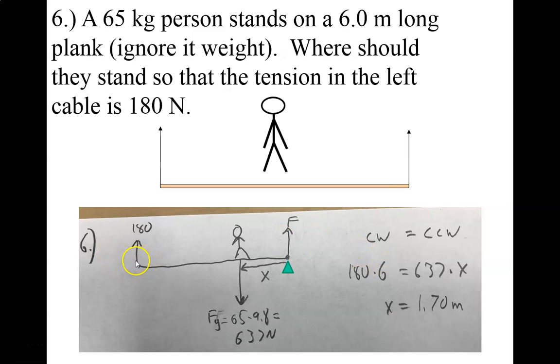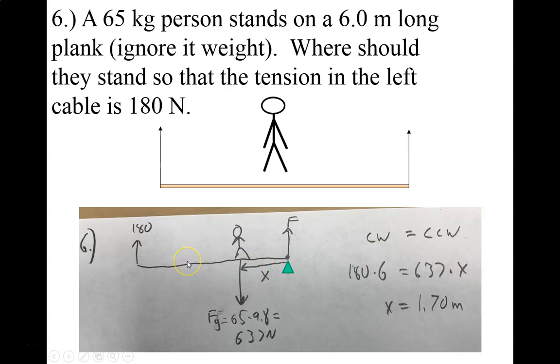So my clockwise would be this 180 newton force because it would swing us around like so. So that's 180 times 6, because this is a 6 meter long plank, equals 637, the weight of the person in newtons, times x, where x is the lever arm distance. It's the distance from that one end. And I've solved this in one step: 1.7 meters. So this one was no big deal.